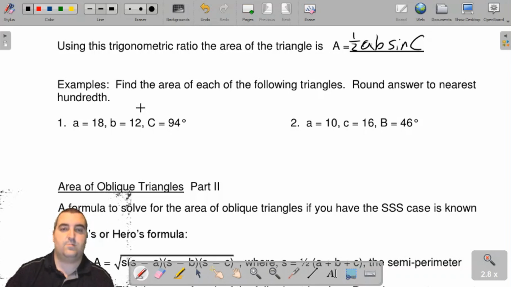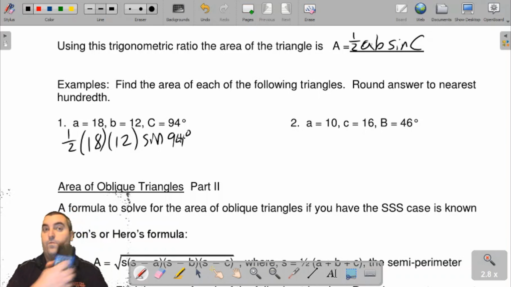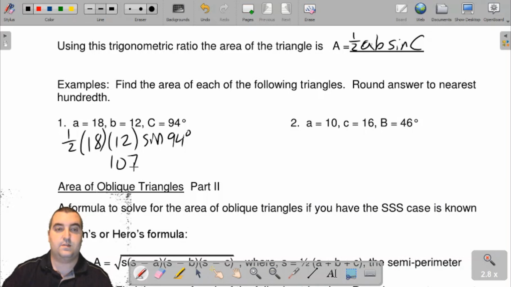Let's do a quick couple examples here. Nice thing is you can see we have A, B, and angle C, so we just go right into the formula. The area equals 1/2 times 18 times 12 times the sine of 94 degrees. We type it into the calculator, and the area of this triangle would be 107.7 units squared.